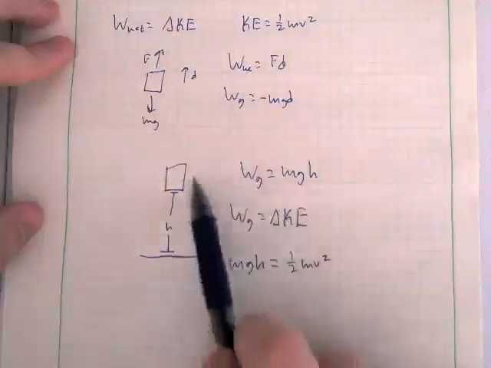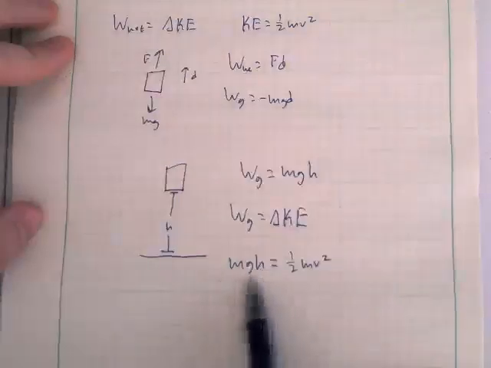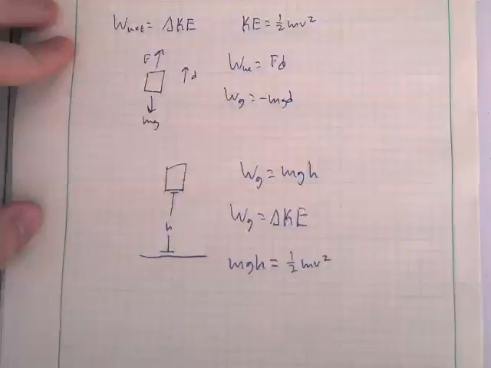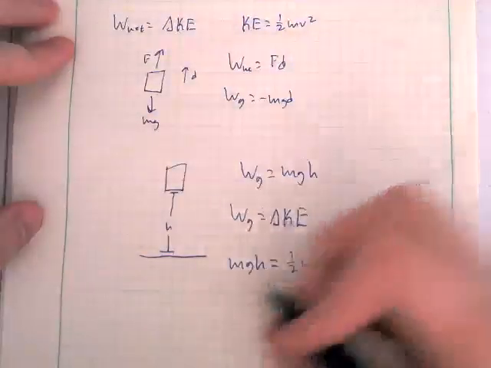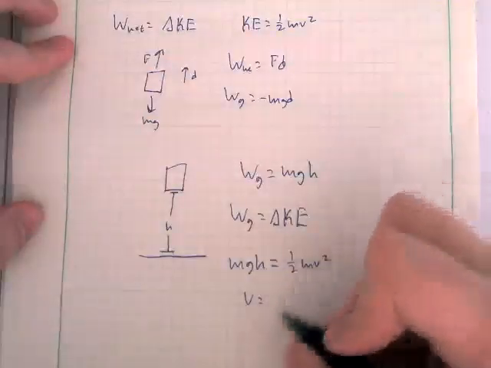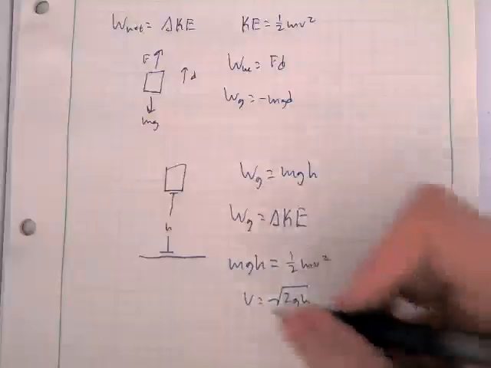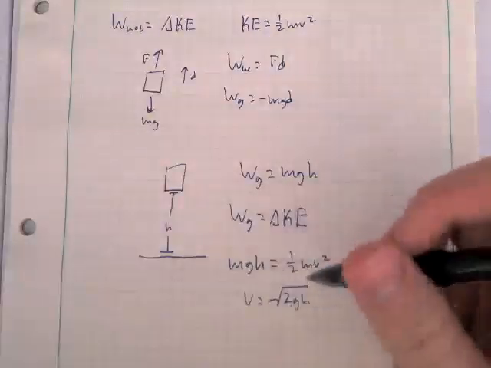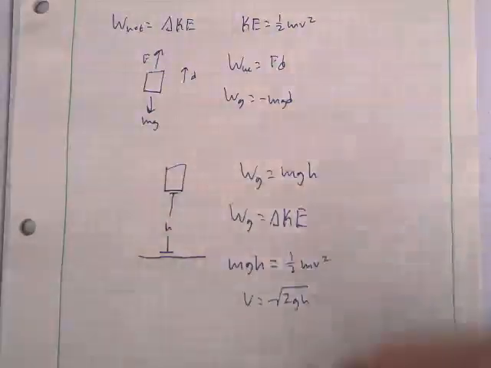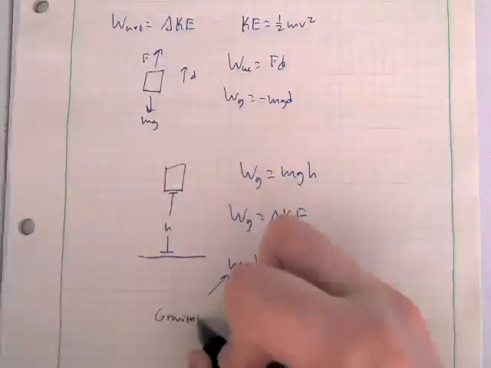I started with 0 for my speed, so I started with all potential energy, and I ended with all kinetic energy, if I let this briefcase fall this height h. Sure enough, we can solve for v at the end, and what do we get? Exactly what we would expect. The masses cancel out, and v is the square root of 2gh. It's that simple. Essentially, this m times g times h is known as the gravitational potential energy.